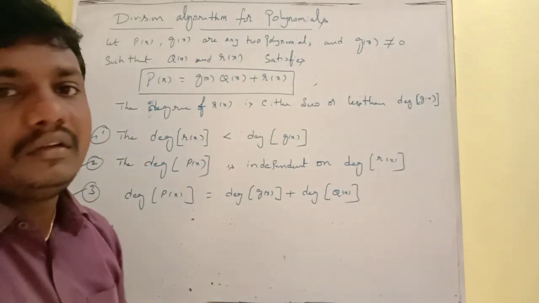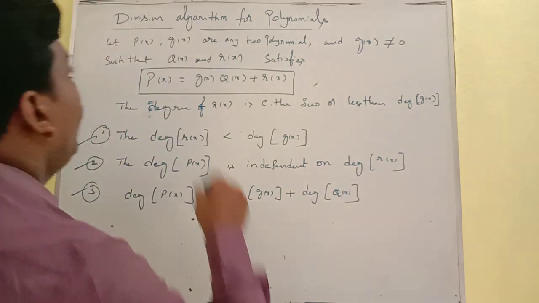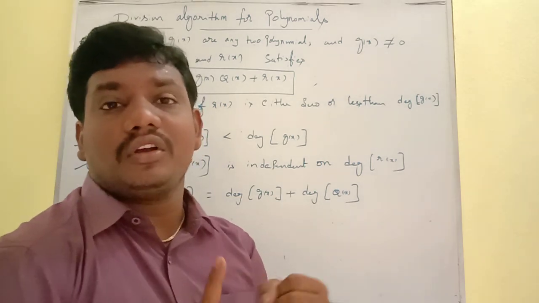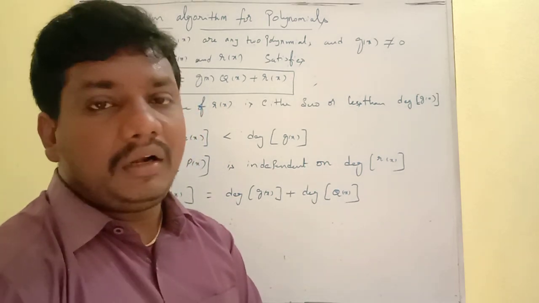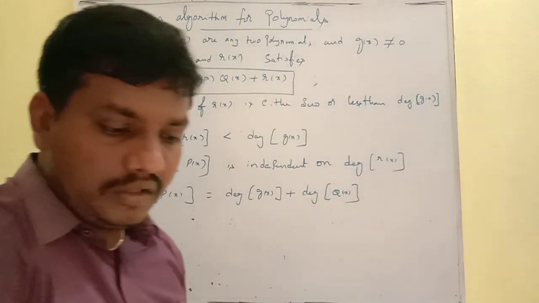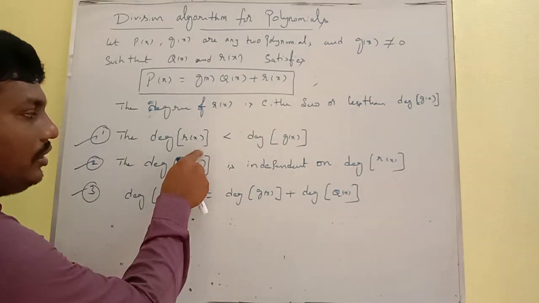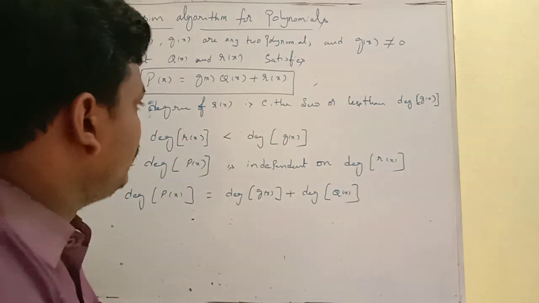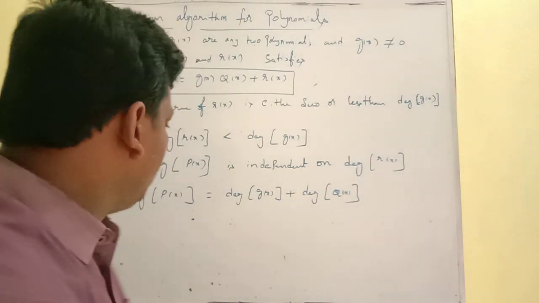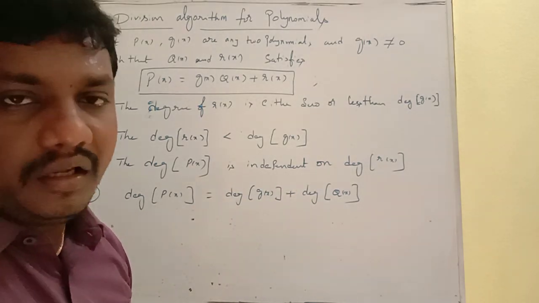Very important question. A very important concept in our 10th class. You have to give some examples for p of x, g of x, q of x and r of x, but those 4 polynomials should satisfy the division algorithm. So now these 3 points you have to remember. First, the degree of r of x is less than the degree of g of x. The second point, the degree of p of x does not depend on the degree of r of x. Then the third point, the degree of p of x is equal to degree of g of x plus degree of q of x.